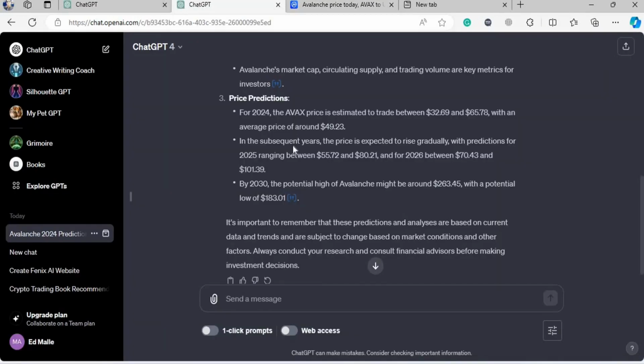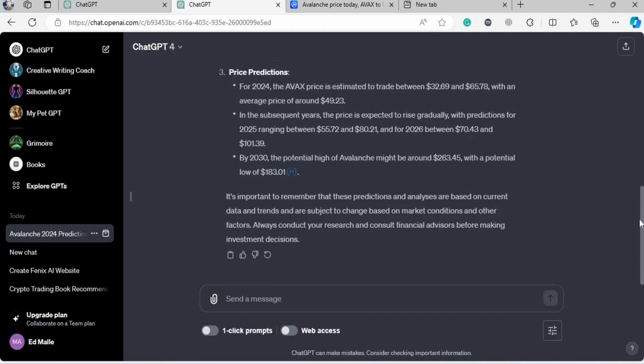Now the predictions are: by 2030, the potential high of Avalanche might be $263 with a potential low of $183. So that is probably like 6 to 8 times in 7 years or something, whatever. Folks, this is not financial advice. This is what I'm saying.